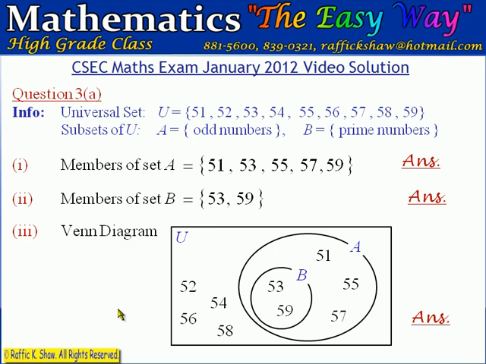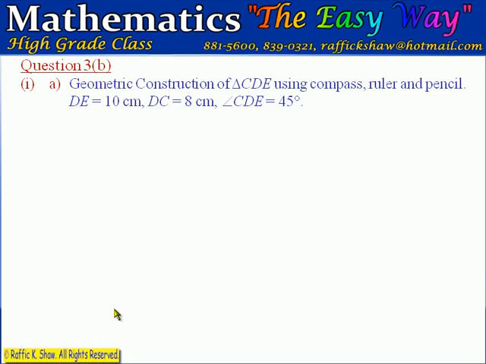Alright, let's now move down to question 3b. Now, question 3b is a geometric construction question, and it is asking us to use a pair of compasses, a ruler, and a pencil to construct triangle CDE. And the information for triangle CDE is that DE is 10 centimeters, DC is 8 centimeters, and angle CDE is 45 degrees. I'm going to go through the steps in this construction.